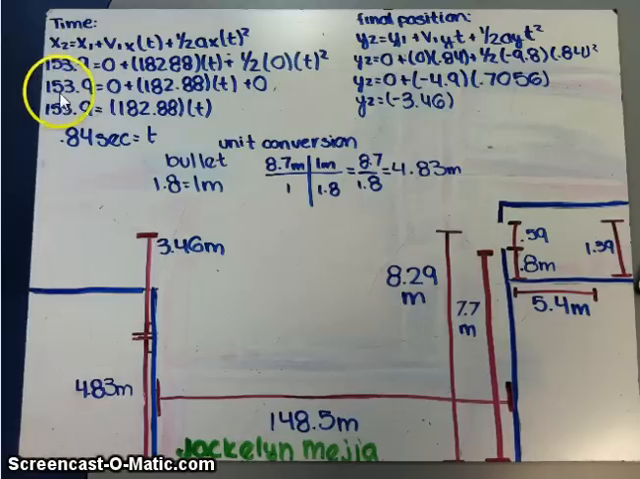And 153.9 is equal to 0 plus 182.88 multiplied by time. And we divided 182.88 into 153.9 to get 0.84 seconds as our time.